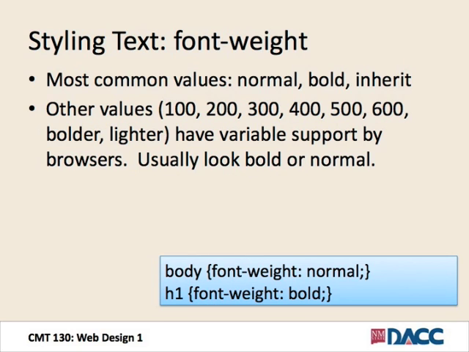The most common values for font weight property are normal, bold, and inherit. Normal means normal text. Bold will make the text bold, and inherit will inherit whatever the parent value is. There are other values you can specify: 100, 200, 300, 400, 500, 600, bolder, and lighter. These have variable support by browsers and will usually either look bold or normal.